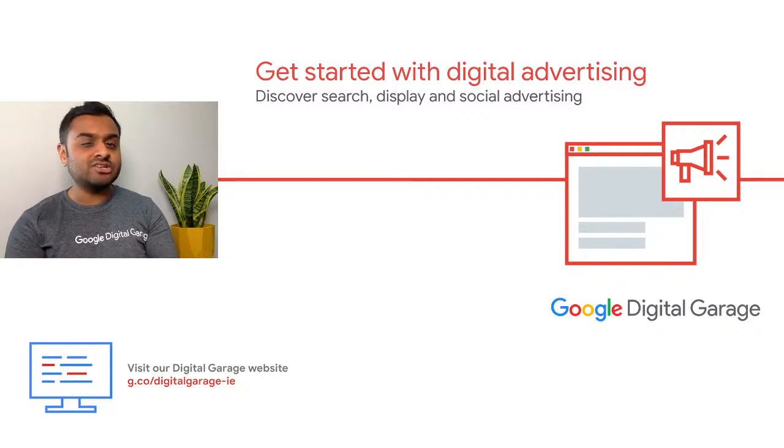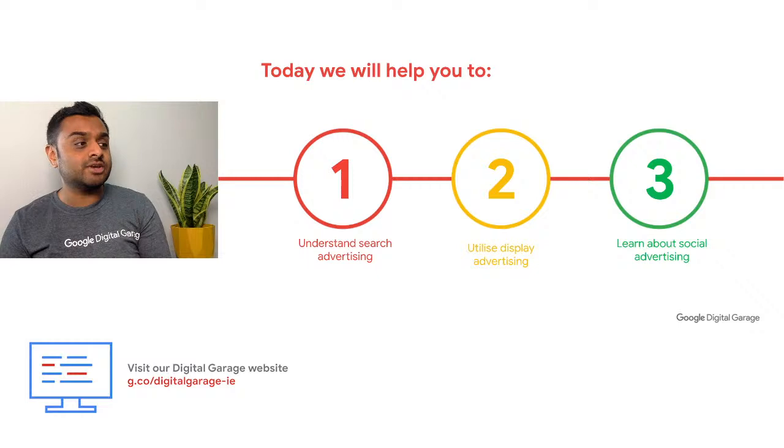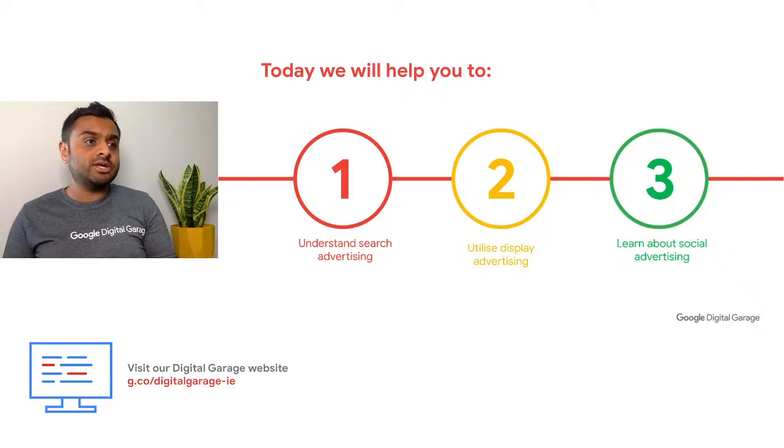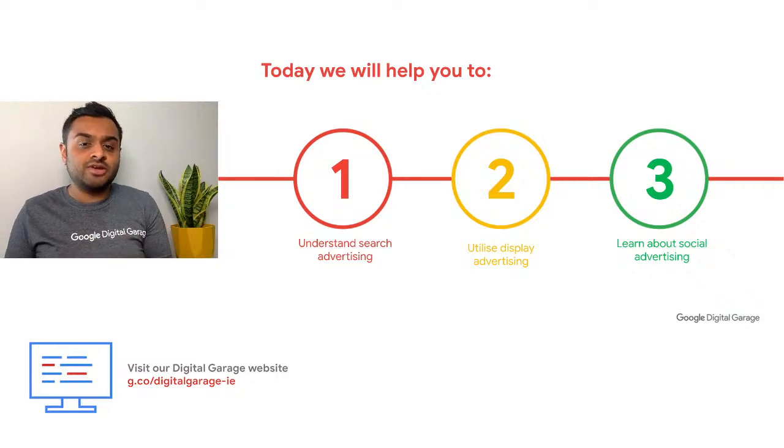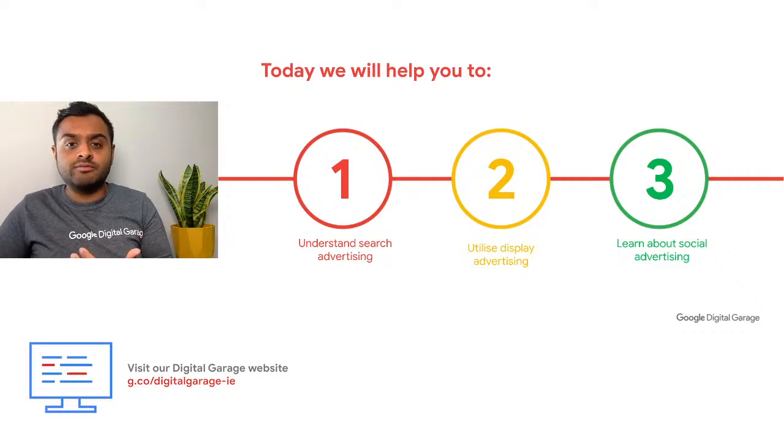But without further ado, let's actually look at what we're covering in today's webinar session on how you can get started with digital advertising. So first and foremost, we're going to be going through what we mean by search advertising. You can actually see, if we bring everything as a whole here, we're going to be looking at three distinct types of digital advertising. These are three of the most commonly used types of digital advertising, hence why we're going to be covering this over the next hour.